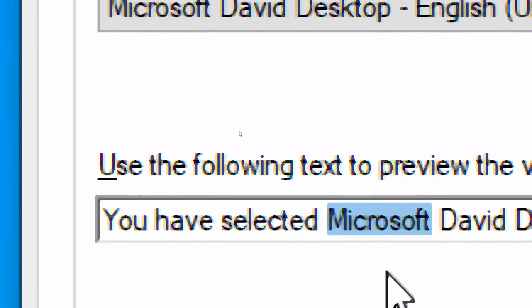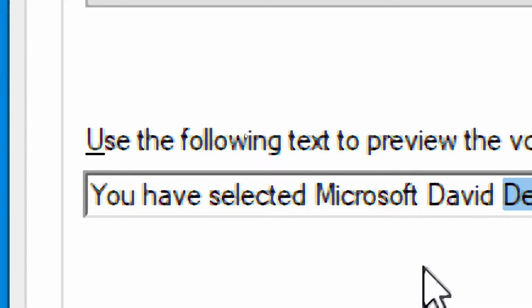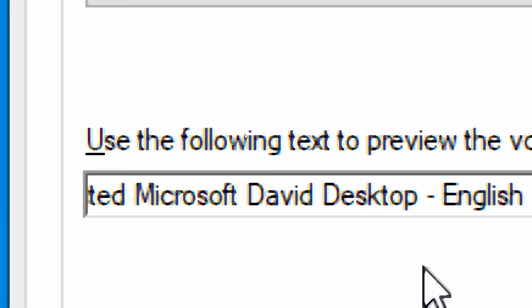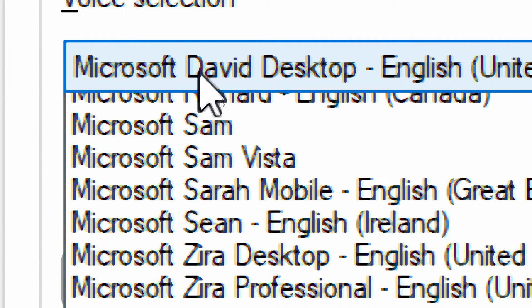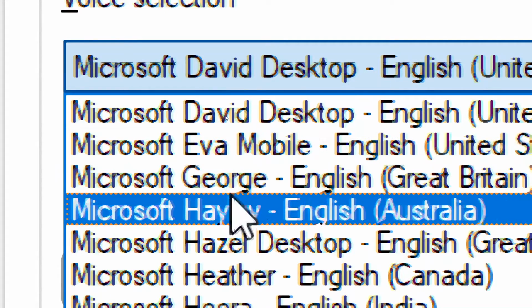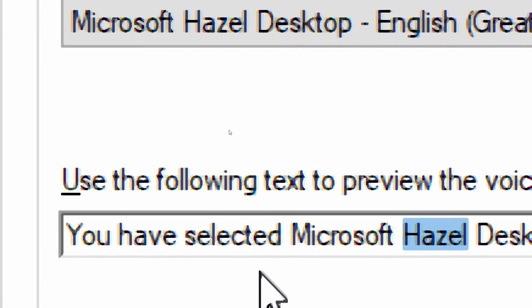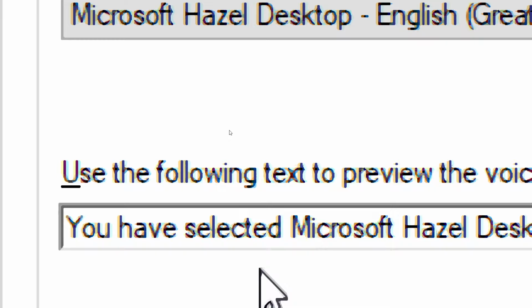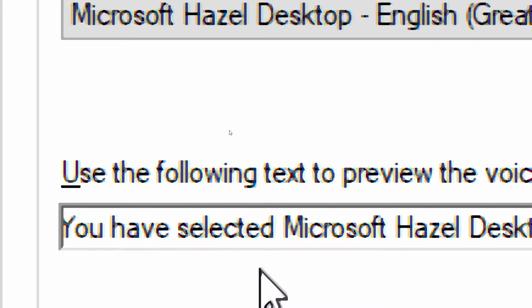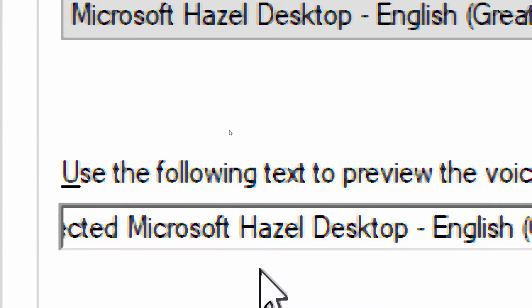You have selected Microsoft David Desktop, English, United States, as the computer's default voice. You have selected Microsoft Hazel Desktop, English, Great Britain, as the computer's default voice.